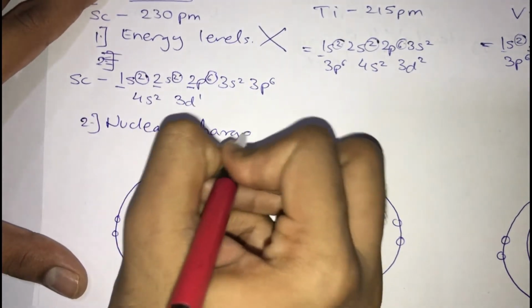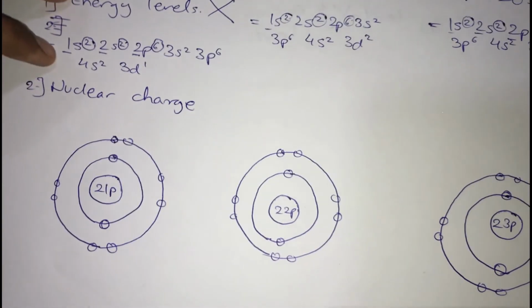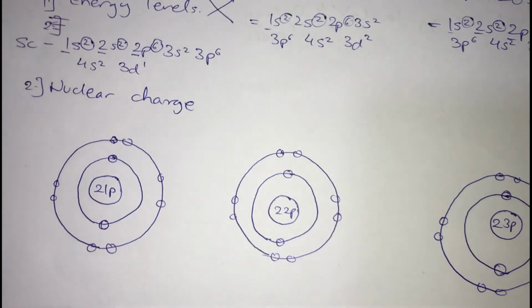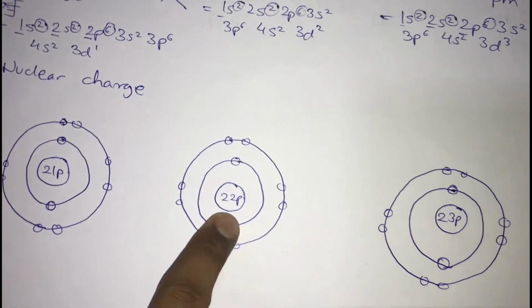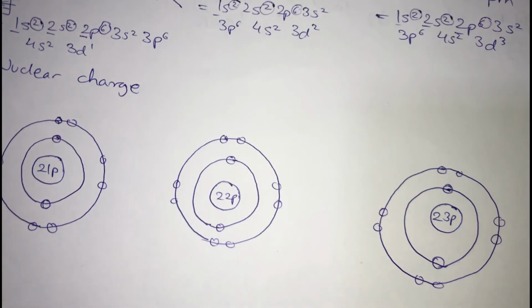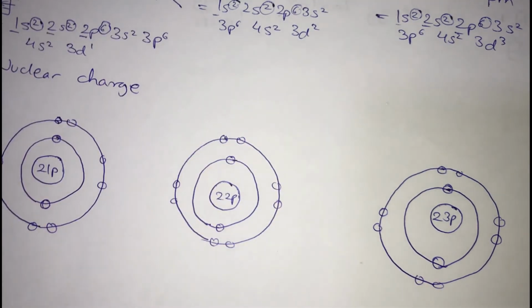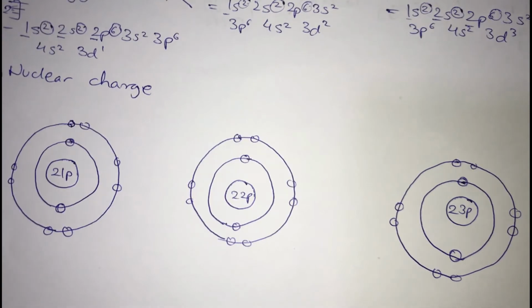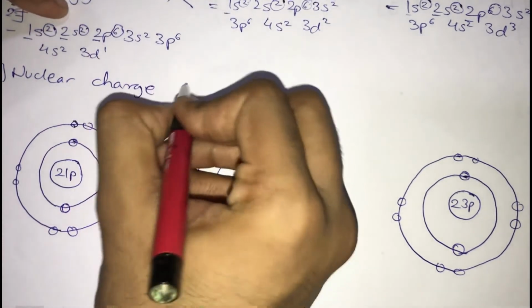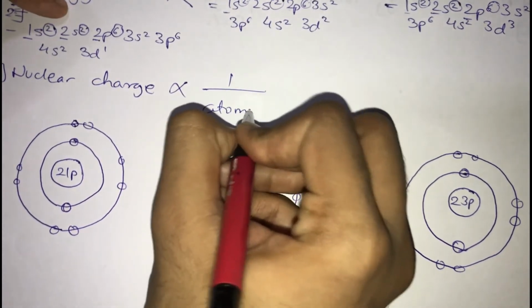Okay, so here there are 21 protons present inside the nucleus. Here there are 22 protons. Here there are 23 protons. So it is obvious that as you are moving from left to right, the number of protons is increasing. And since the number of protons is increasing, the nuclear charge is also increasing. And as we all know, if the nuclear charge is increasing, then the nucleus will try to pull the electrons towards itself. And when it does, it is obvious that the atomic radius is going to decrease.